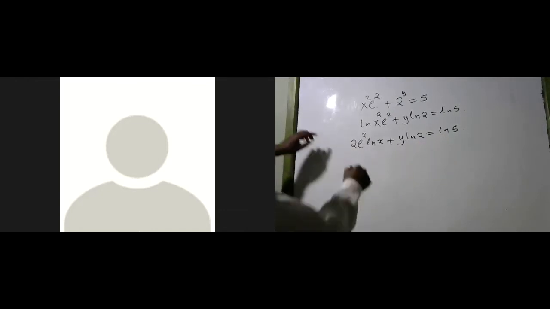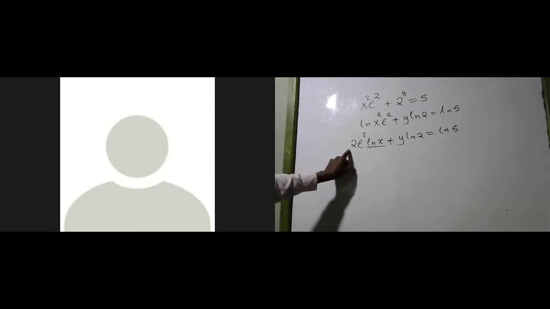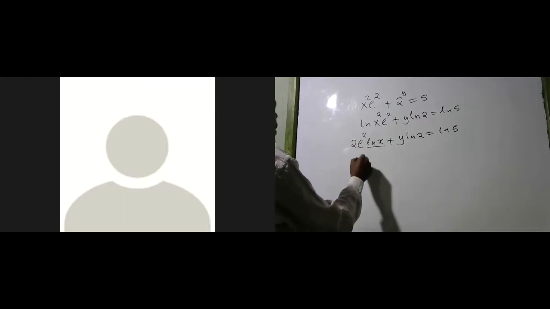Now, what is the differentiation of this one here? Differentiation of ln is 1 over x. And this e squared is just a number, like 5 or 4. So this answer will be 2 e squared over x. Then plus, differentiation of y is just 1. But anytime we take the differentiation of y, we have to write dy/dx.